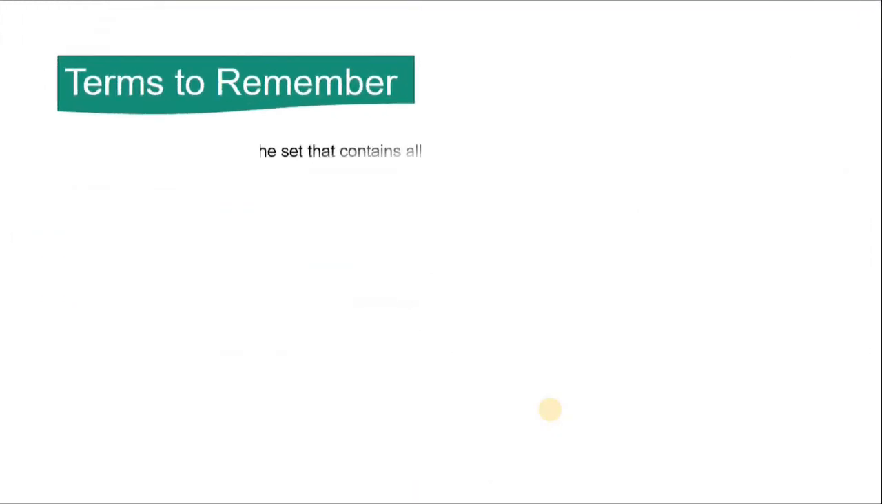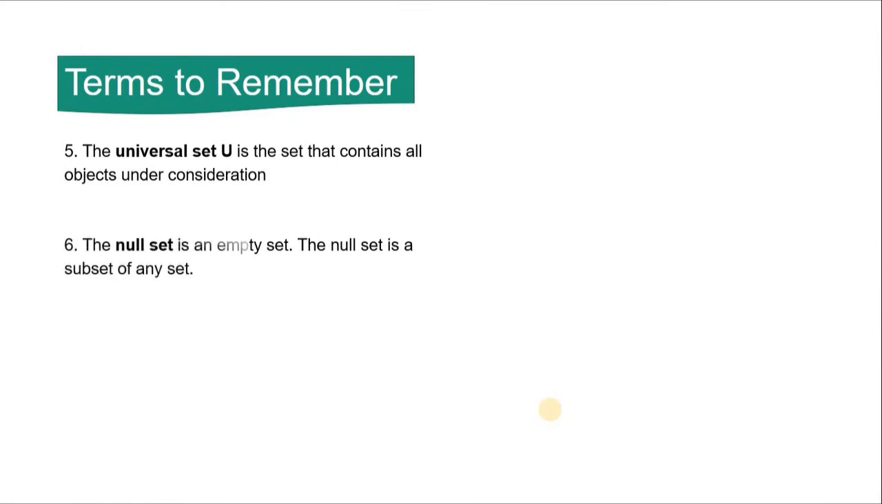Next, we have the universal set, the set that contains all objects under consideration. That is defined by the symbol U. The null set is an empty set. The null set is also a subset of any set. So don't forget that. Kasama lagi si null set or empty set sa subset.